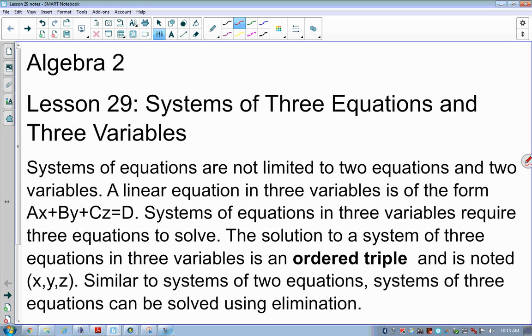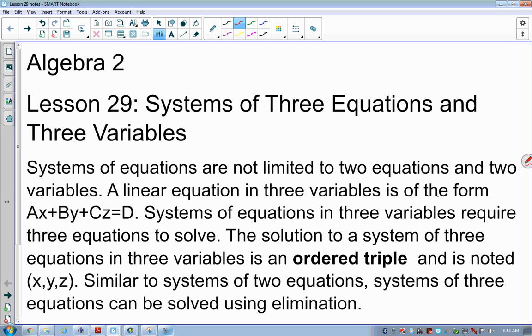When we're talking about systems of three equations and three variables, systems of equations aren't limited to two equations and two variables, where we're trying to solve two linear equations for the coordinates where they cross, right? We can deal with three equations where we get something like ax + by + cz = d, okay? We deal largely with x, y, and z in these equations. Systems of equations in three variables require three equations to solve. And the solution to a system of three equations in three variables is what we call an ordered triple.